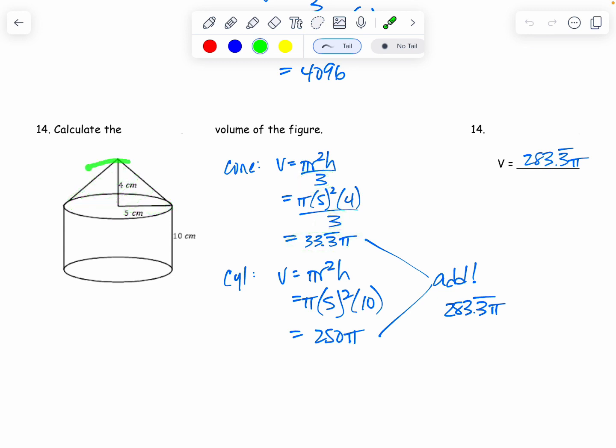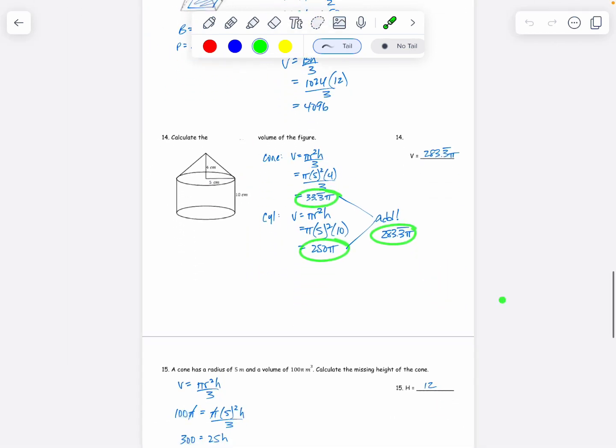After that, I'm going to ignore the cone and I'm just going to focus on the cylinder, okay? And it looks like the radius of the cylinder is 5 and the height of the cylinder is 10. So I plugged in those numbers to the cylinder formula. And I got 250, and all I'm doing is I'm adding this number and this number together to get that, because it is a cone on top of a cylinder, okay?